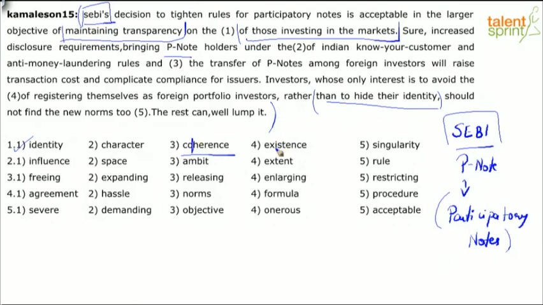So here, they want to maintain transparency about what? This is also another clue phrase. Somebody pointed that out, right? Maintaining transparency about what? Not character, not existence, but identity. We already have that in the closing sentence.